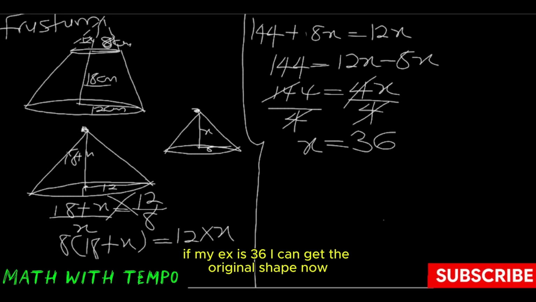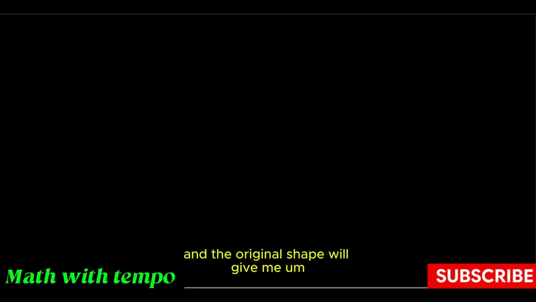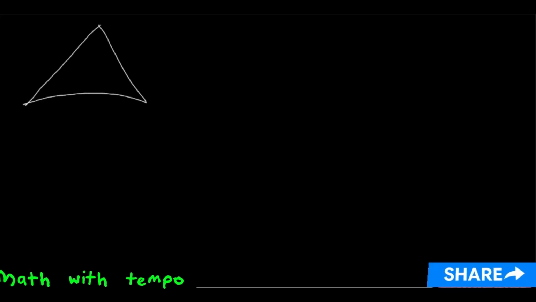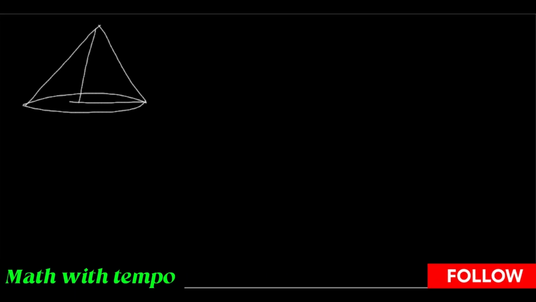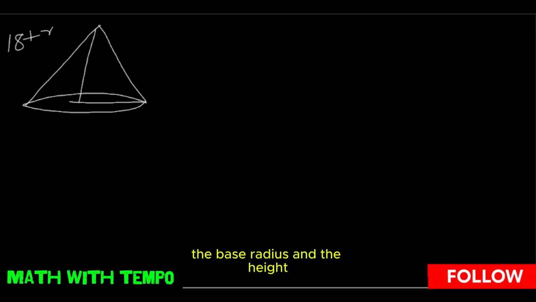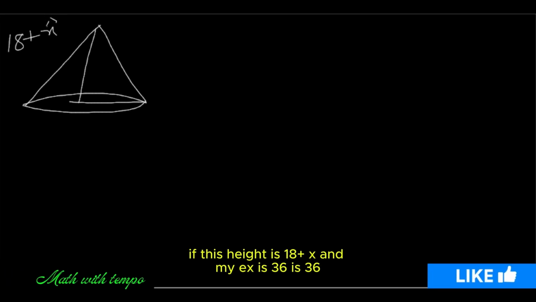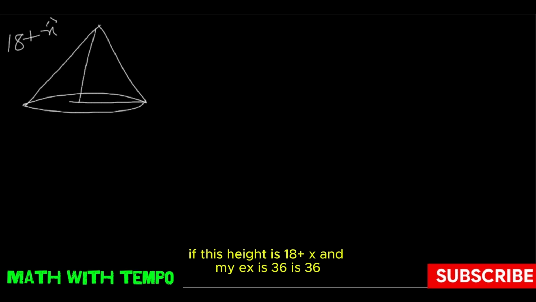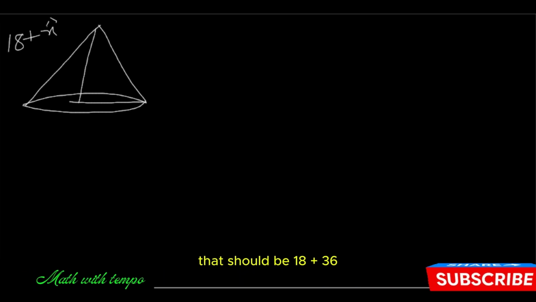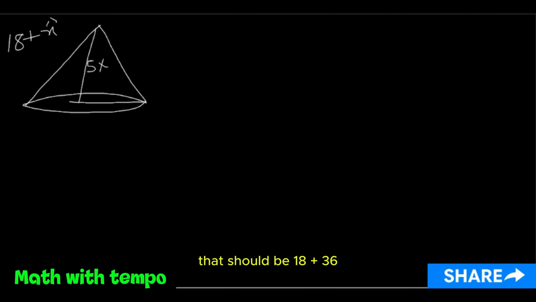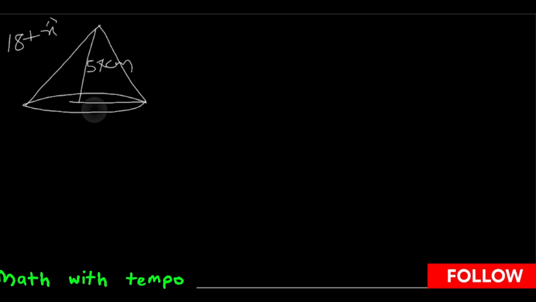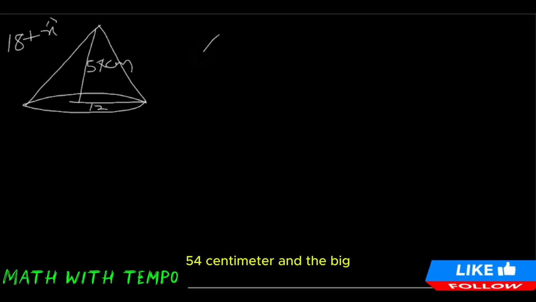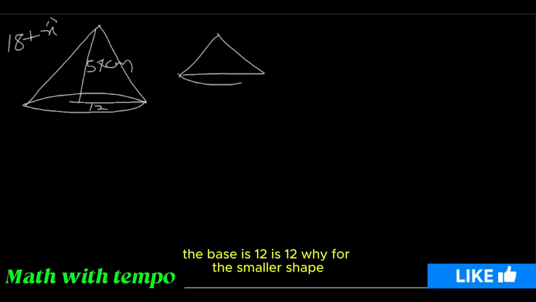If my X is 36, I can get the original shape now. Let's look at the shape now. I'll be having something of this form: the base radius and the height. If this height is 18 plus X, and my X is 36, that should be 18 plus 36, and that's giving me 54. So the whole height here is 54 centimeter. And the base is 12.